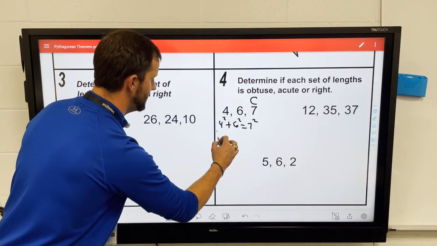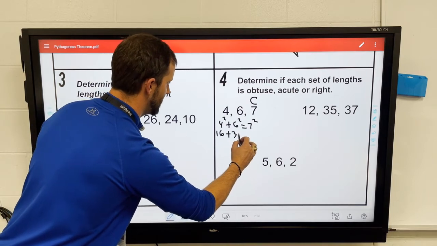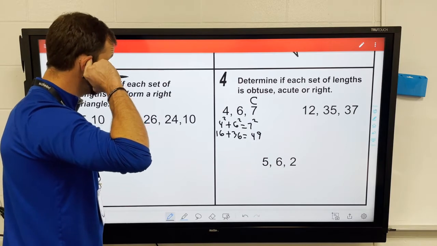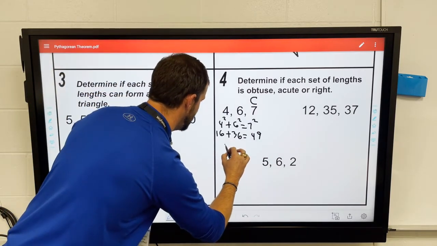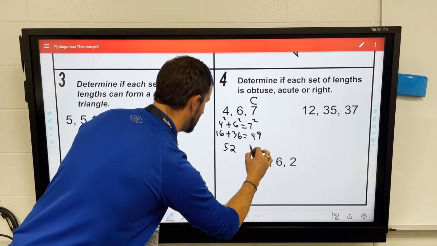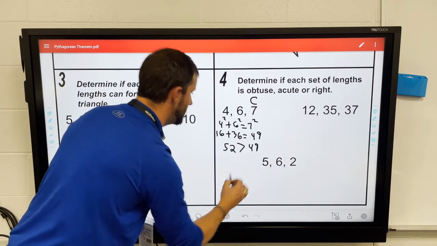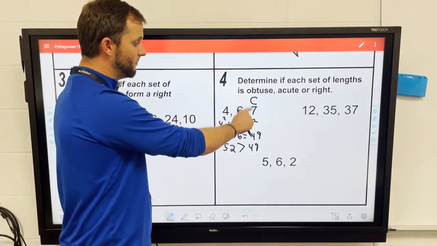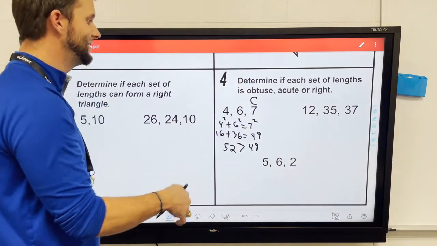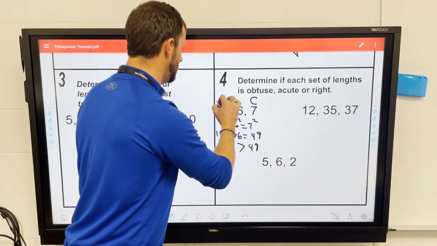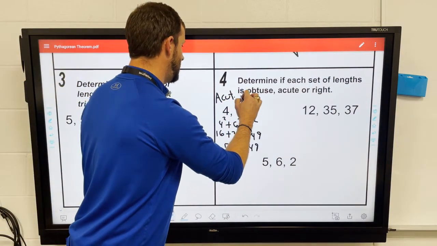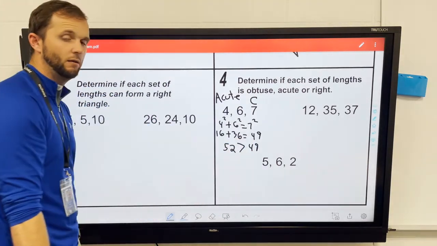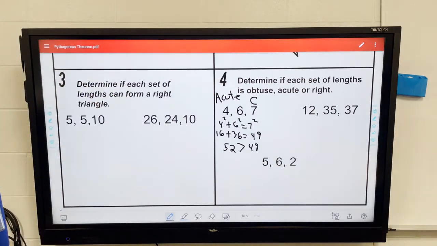So this is going to be 16 plus 36 is equal to 49, okay? And then 16 plus 36 is actually going to end up giving me 52. And so right now, if we look, 52 is going to be greater than 49. So if my a and b add up to be more than my hypotenuse, that means this is going to be an acute triangle. So this guy is an acute triangle because the a and b is bigger than the 49, okay?